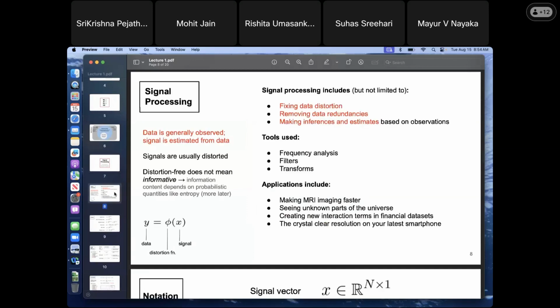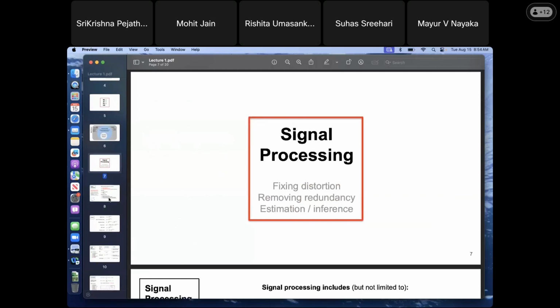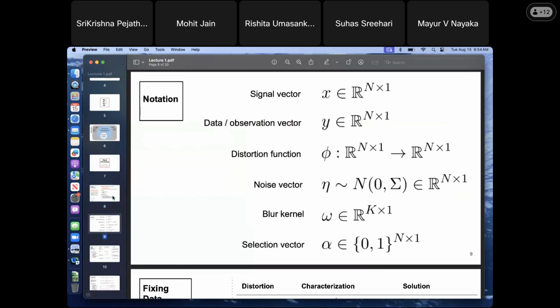So one person knew signal processing and they left.